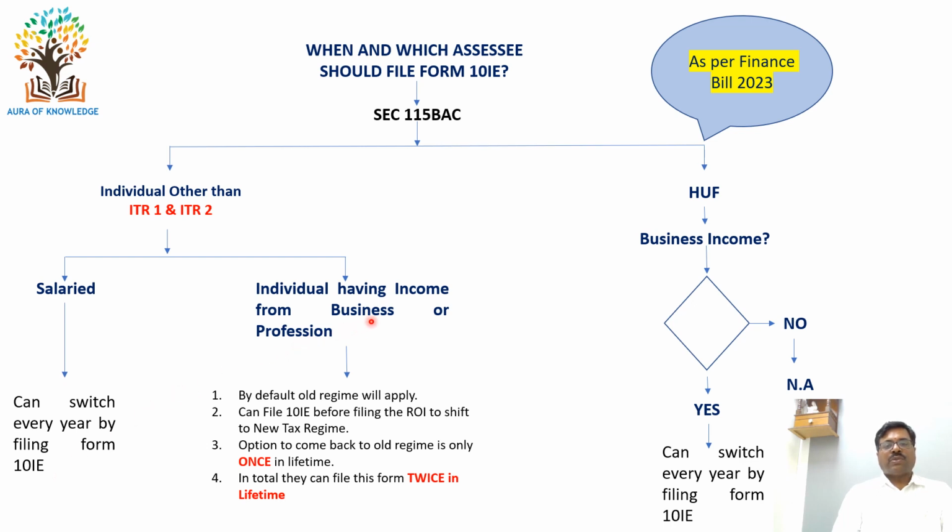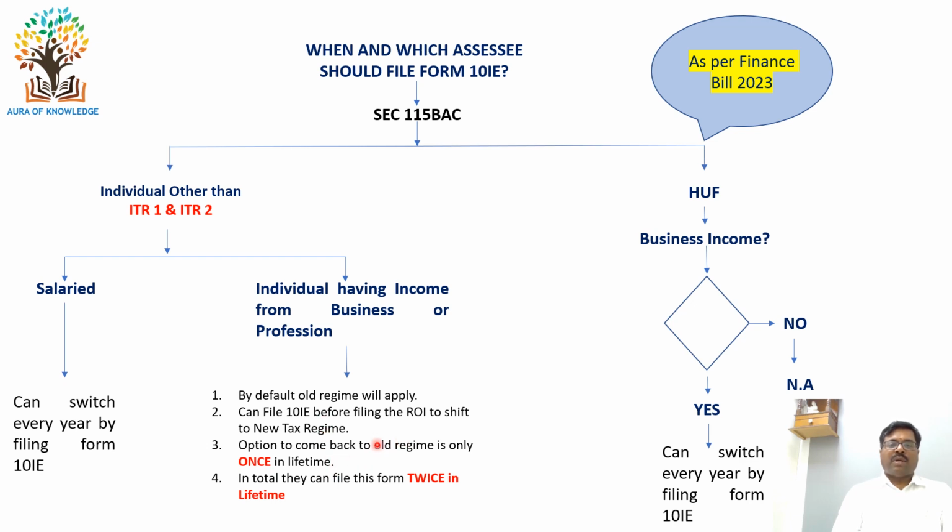Coming to individual assessees who have income under the head income from business or profession. In this case, the old tax design will continue as it is. There is no default applicability of the new tax design in case of individuals having income from business or profession. Whereas in case of salaried employees, if the employee does not exercise any option, then by default it will go under the new tax design. But in case of individual assessees who have income from business or profession, the default regime will be the old tax design. If the assessee wants to go to the new tax design, then he has to file Form 10IE, otherwise he need not file any form.